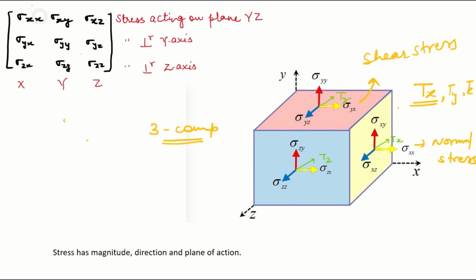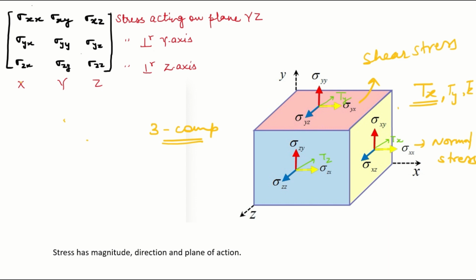In the first row, I am writing all the components which act on the x plane, the stress acting on plane yz, right? In the same way, these are the components on the y plane, or the plane perpendicular to the y axis, and this is on the plane z, or on the plane xy, right? Here I am writing x, y, z. So x denotes that all these components act in the x axis.